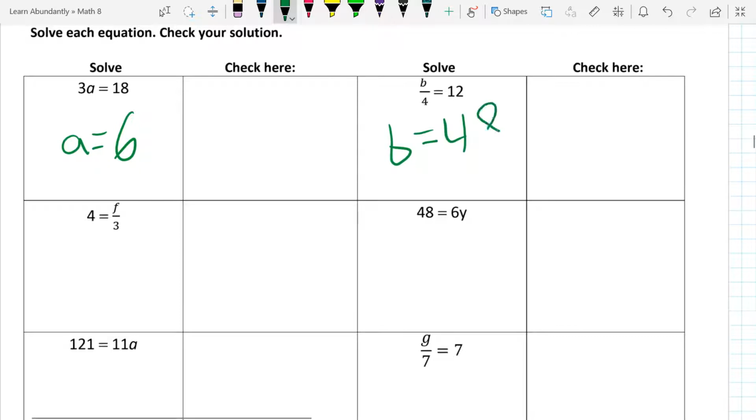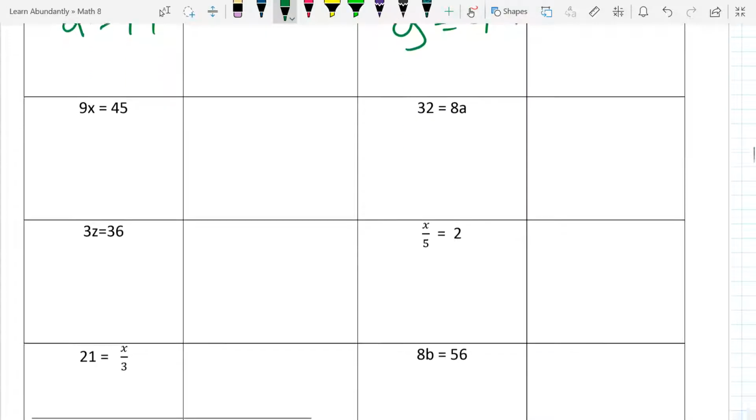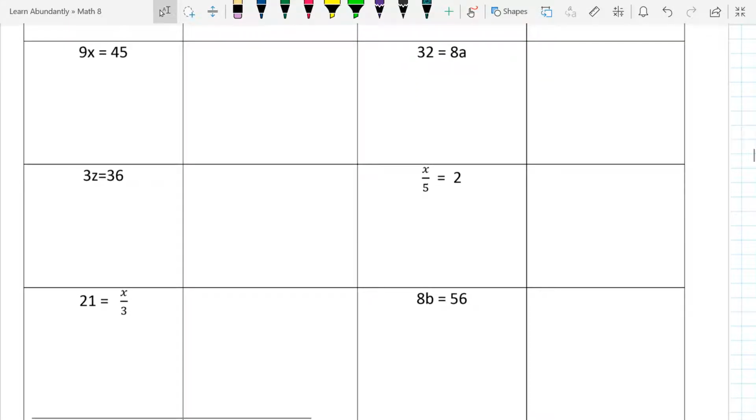48. F equals 12. Y equals 8. A equals 11. And G equals 49. Don't take my word for it. Check them out by plugging those back in to see if those work. If you want more practice because you didn't get those right, I would try these out for size. Go ahead and pause the video and check them out.